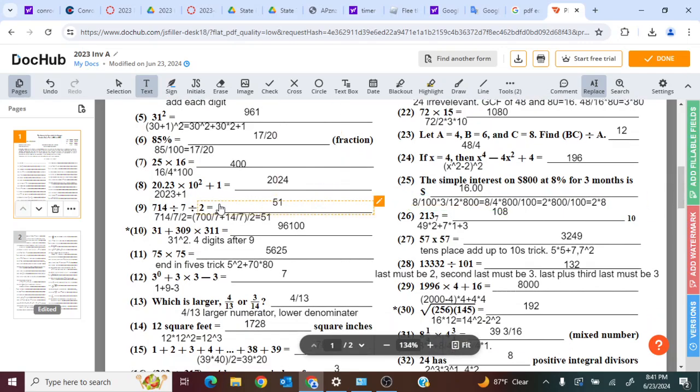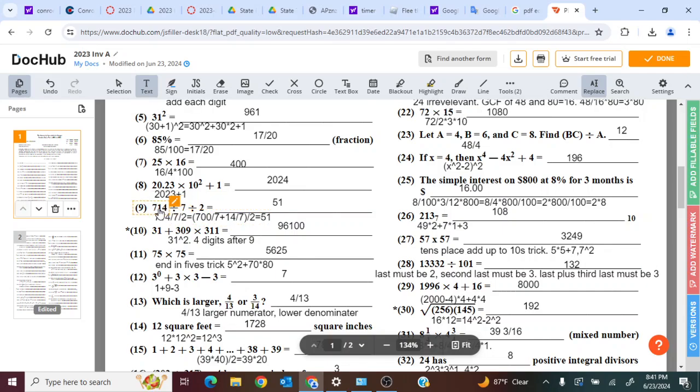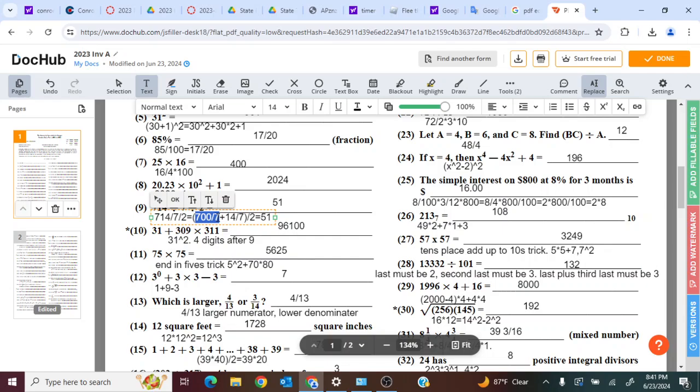9, 714 divided by 7 divided by 2. If you don't know how to do 714 divided by 7 easily, you can imagine you're splitting the number you're dividing: 700 over 7 plus 14 over 7. Distributive property of division, yada, yada, yada. This is clearly 100. This is clearly 2. So now you just have 102 divided by 2, which is 51.